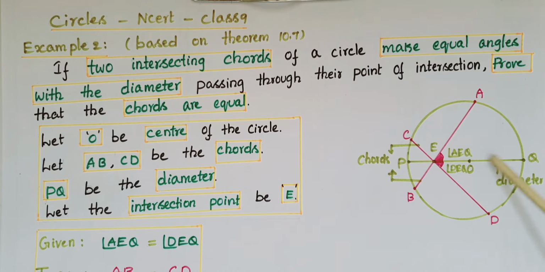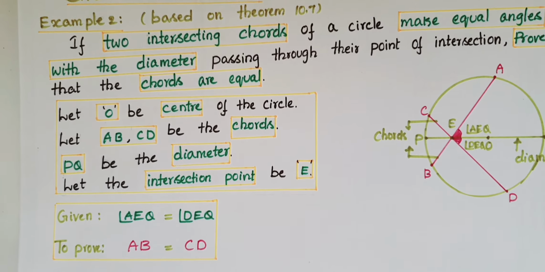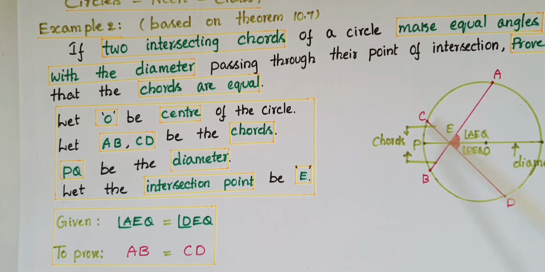Here the diameter is PQ and these two chords are making equal angles at this intersection point. So these two angles are equal. Therefore angle AEQ is equal to angle DEQ. This is given, and if these two angles are equal, then we have to prove that the chords are equal. So we have to prove that AB is equal to CD.